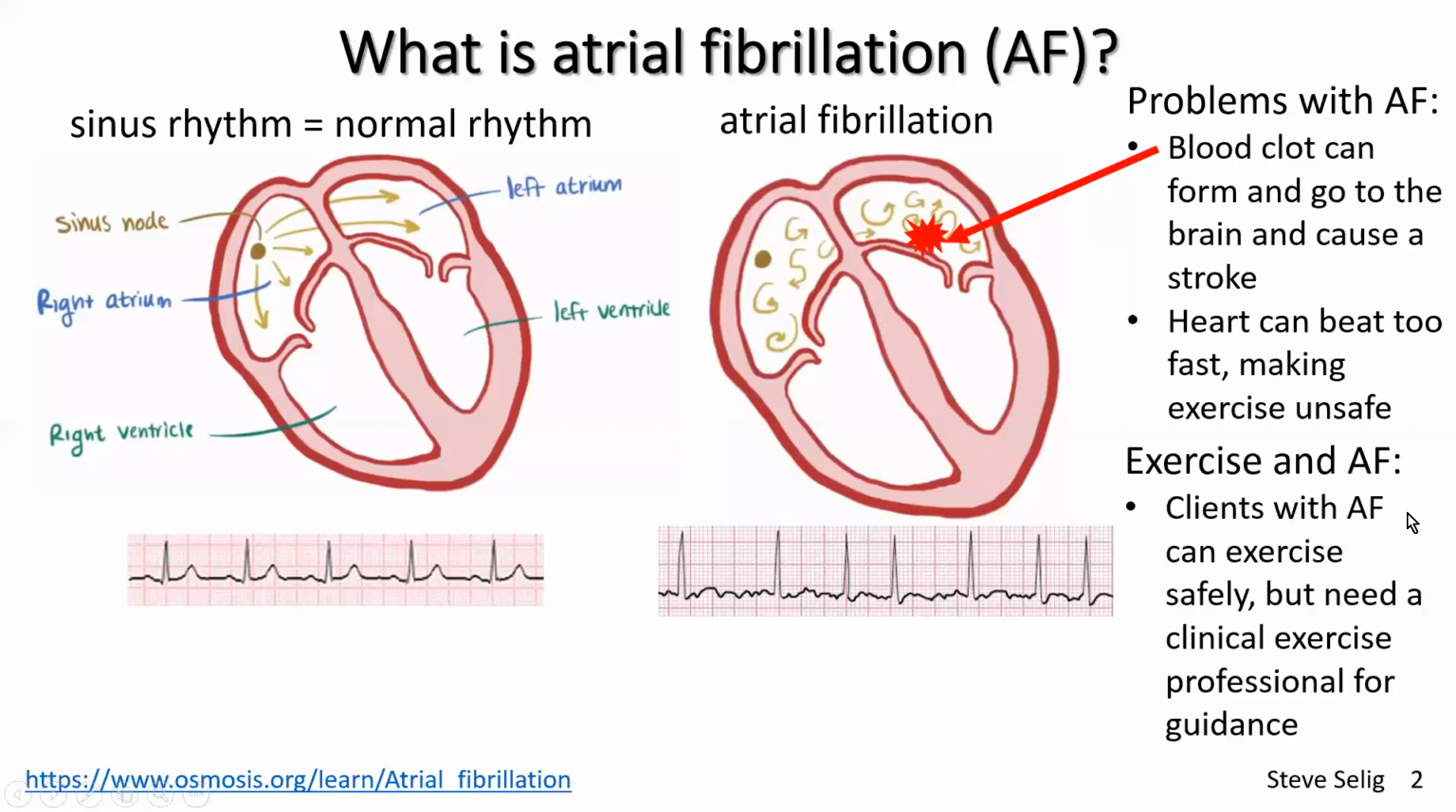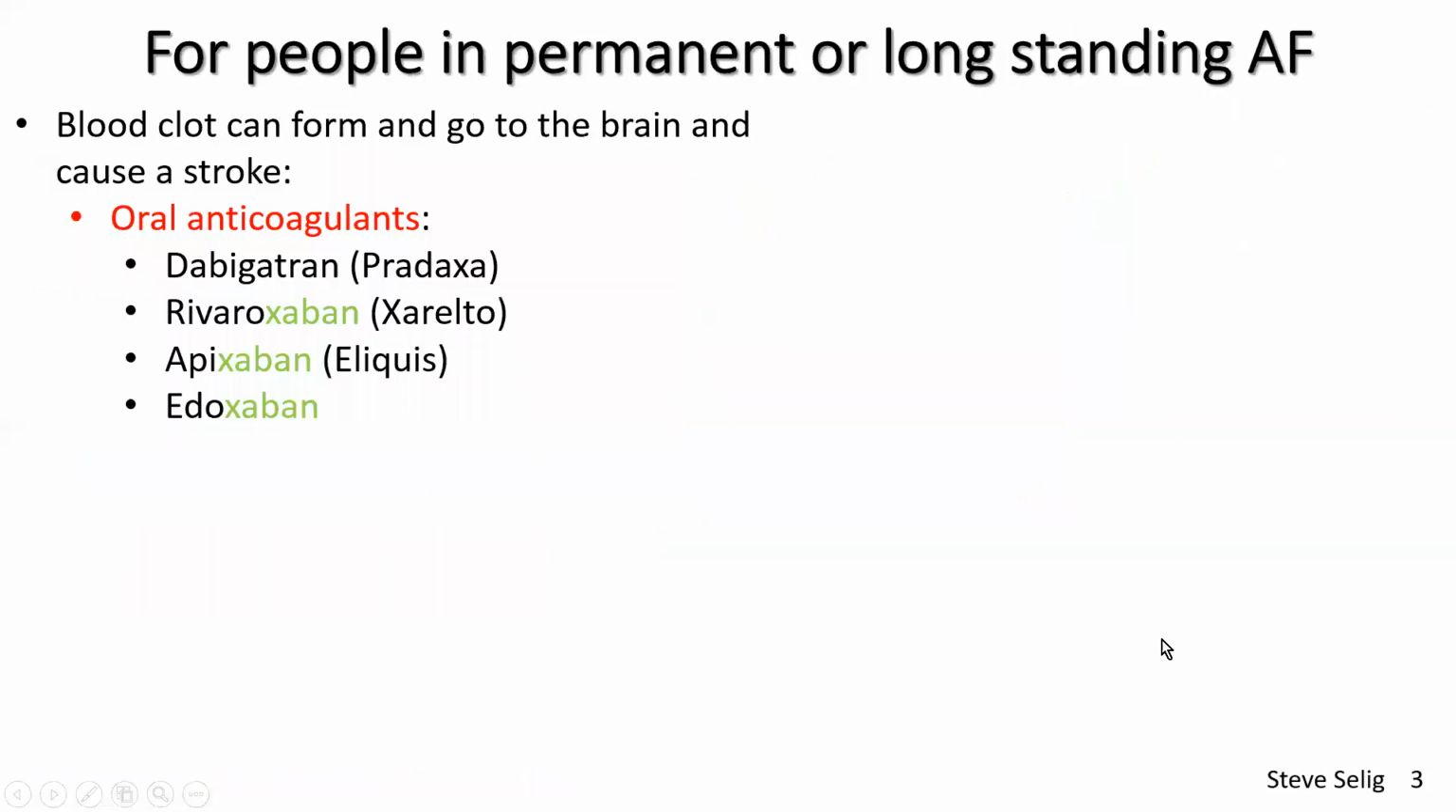So in exercise, people with atrial fibrillation can exercise, but my strong recommendation is those clients need to consult with a clinical exercise professional, such as an exercise physiologist or a physiotherapist. Now, just going on with what a blood clot can do and how cardiologists and general practitioners protect against this, one class of drugs given is an oral anticoagulant.